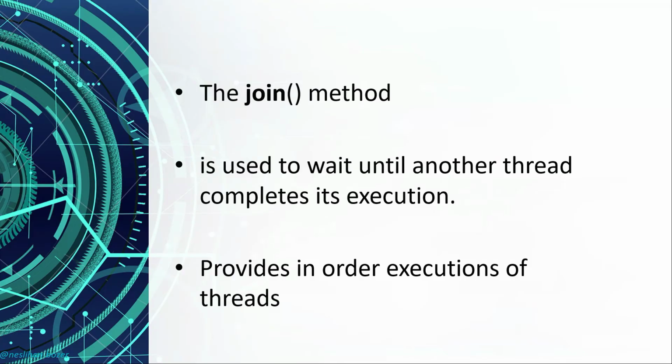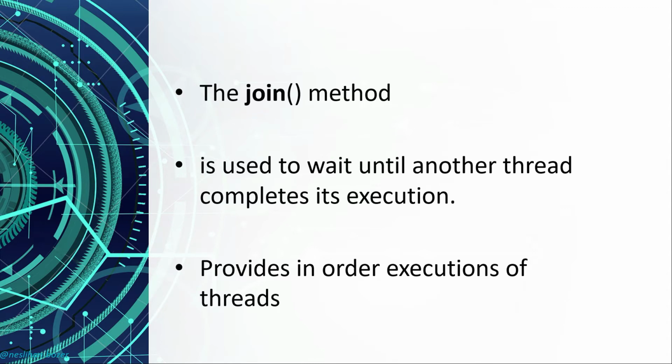What does the join method do? The join method in Java allows a thread to wait until another thread completes its execution. In other words, it waits for the other thread to die. It has a void type and throws InterruptedException. Join is another mechanism for inter-thread synchronization.